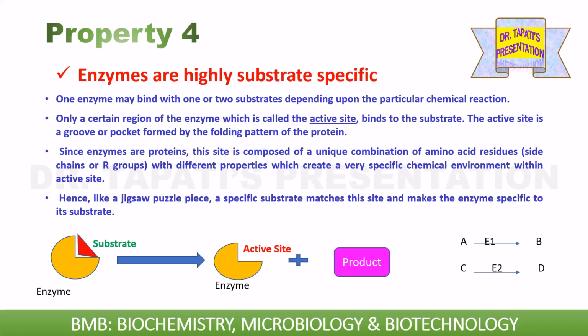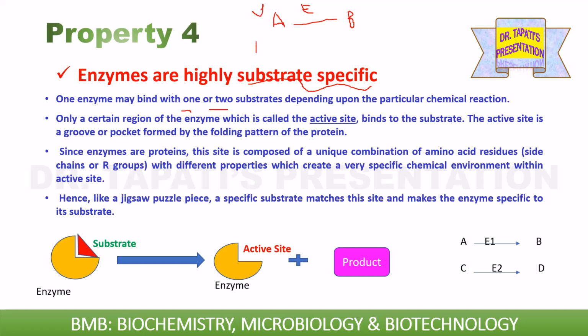Enzymes are highly substrate specific. One enzyme may bind with one or two substrates depending upon the particular chemical reaction. If A is a substrate and B is a product, imagine enzyme E is involved in this reaction. So in this process only one substrate is there, which is A.